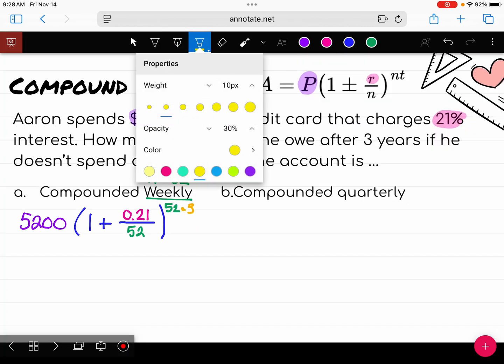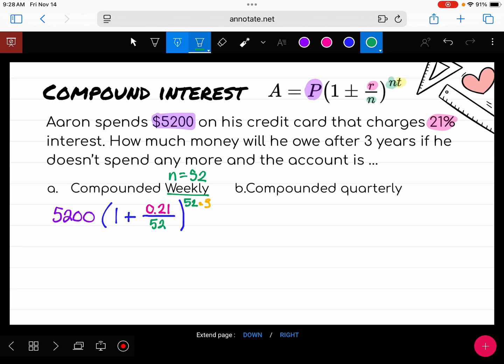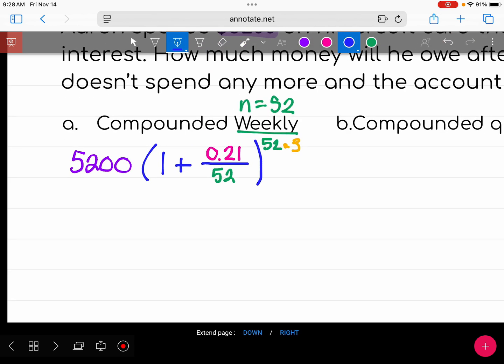So a lot of the pieces are going to be very much the same between the two equations. The only thing that's going to change is our N. So compounding weekly, how much does he owe his credit card company? $9,751.20.